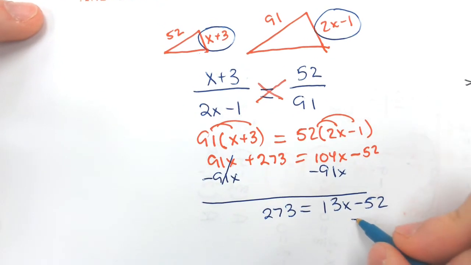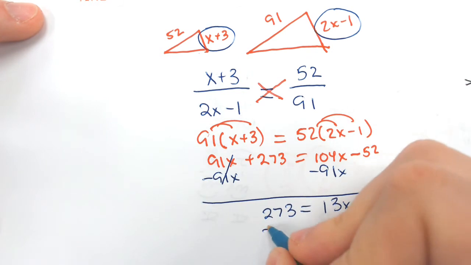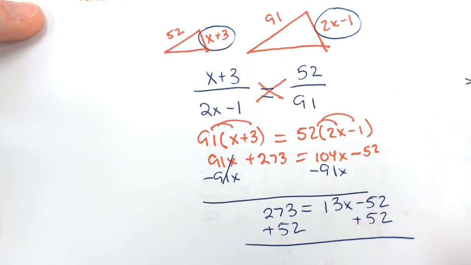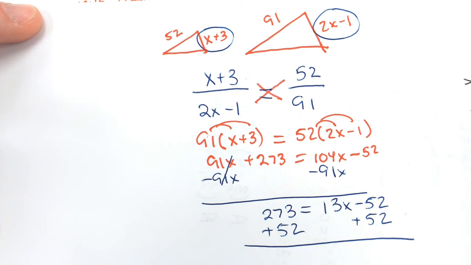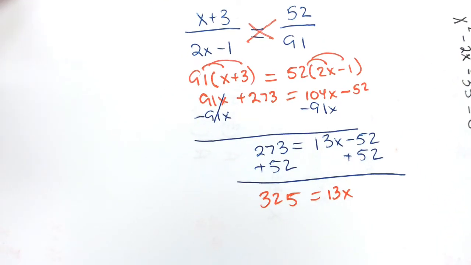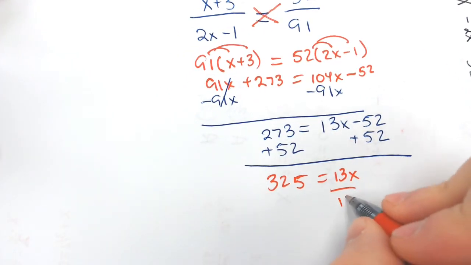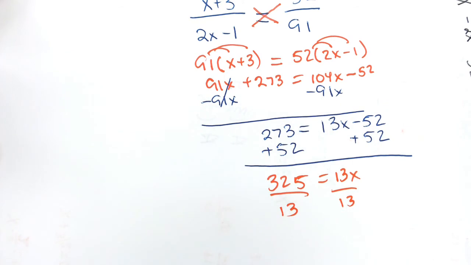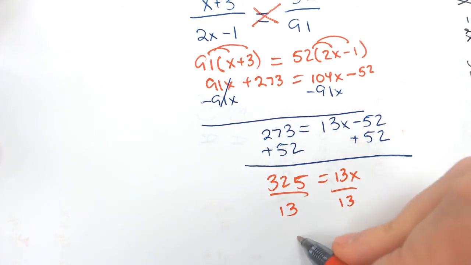Add the 52. Add the 52. 273 plus 52 is 325 equals 13x. Divide by 13, and we get our final answer. So divide by 13, x is equal to 25.